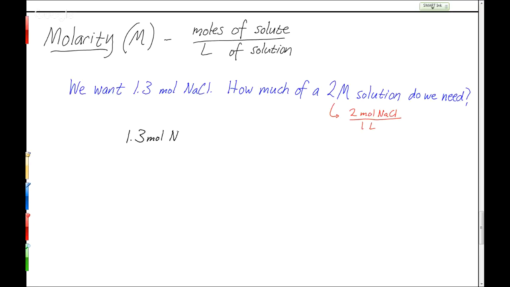So we would calculate that by starting with the 1.3 moles of NaCl and multiply it by a factor that gets us from moles of NaCl to liters of solution. And the factor that does just that is the molarity. So a 2 molar solution tells us that there are 2 moles in each liter. So that tells us we need 0.65 liters of solution, or 650 milliliters.